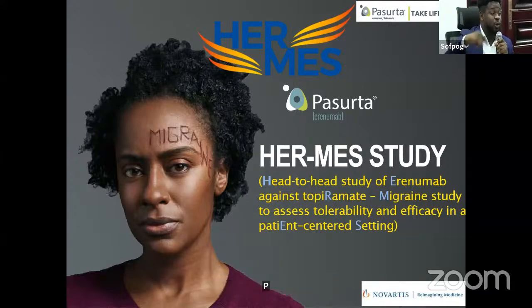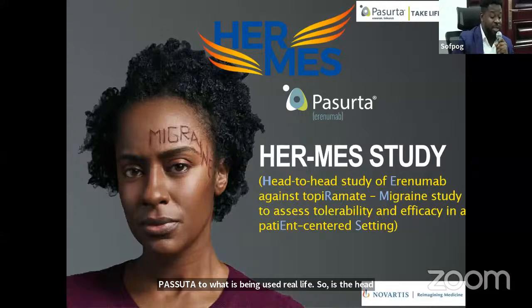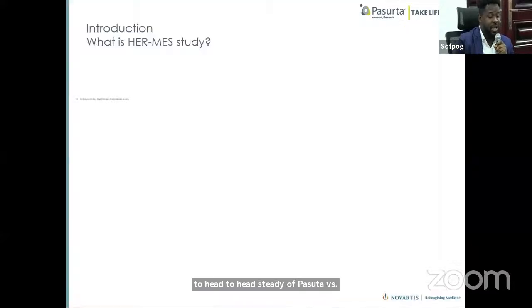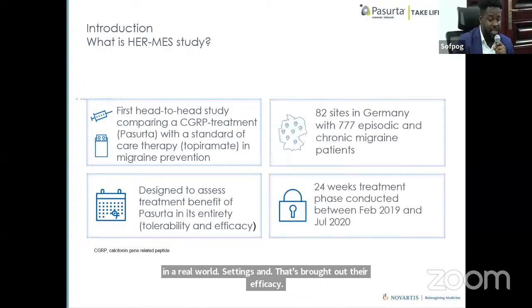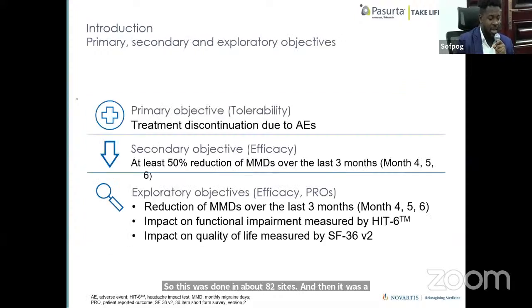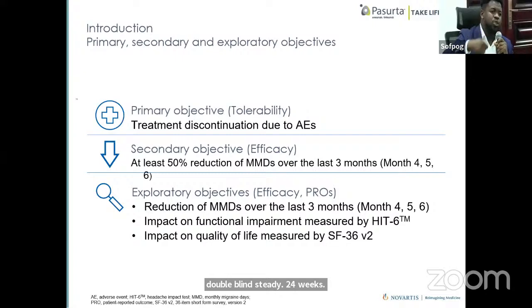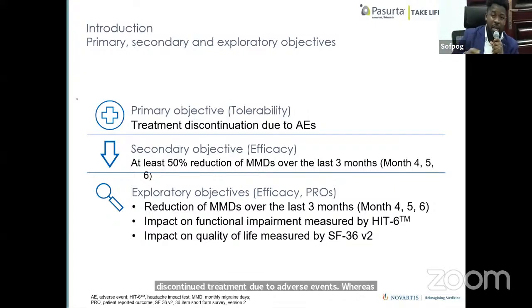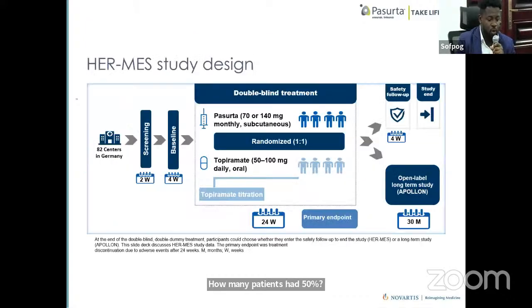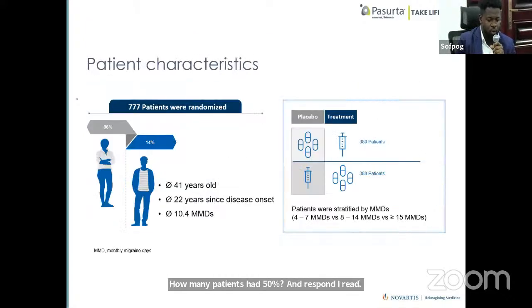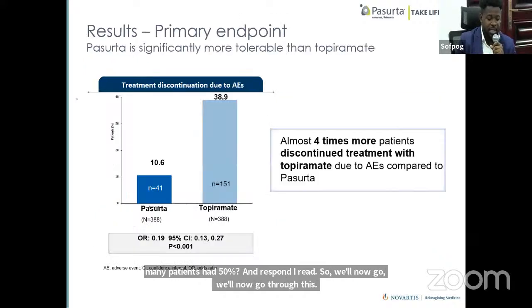So HEMIS is the head-to-head study of Pasuta versus topiramate in a real-world setting, and that brought out the efficacy. This was done in about 82 sites, and it was a double-blind study, 24 weeks. The primary endpoint was those who discontinued treatment due to adverse events, whereas the secondary endpoint was looking for efficacy: how many patients had a 50% responder rate? So we'll not go through this. Let's go through what the researchers found.